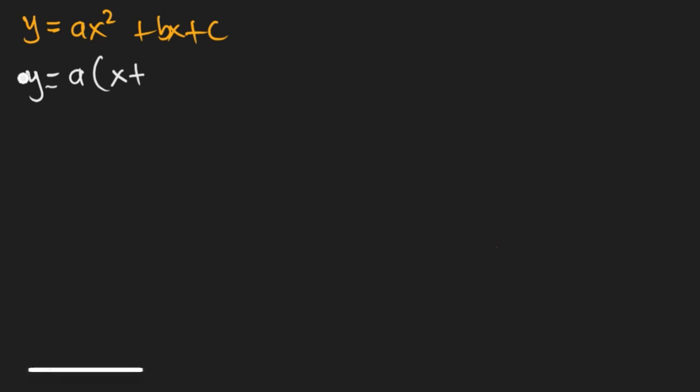Usually you'll be given an expression like this: ax squared plus bx plus c. You're supposed to write it as y equals a into brackets x plus, let's call this p, all squared, and then let's call this q. So you'll be given a quadratic function or an expression like this: ax squared plus bx plus c, and then you'll be required to write it in this way.